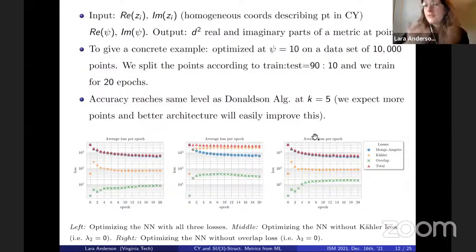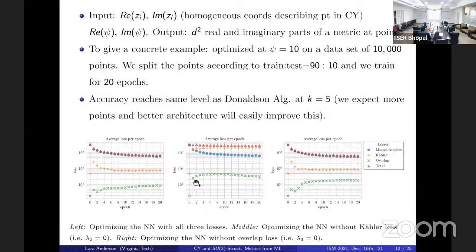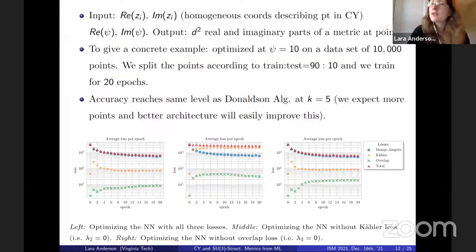This was not the most sophisticated network design ever. We just tried this as a proof of principle. And my collaborators, Fabian and Sven, have already upgraded some of these in their recent package. Good. So what am I showing in these various plots? We can now play games with how the solution depends on the various aspects of minimization that I just outlined. So the various aspects: Monge-Ampère, Kählerity, and overlap conditions.